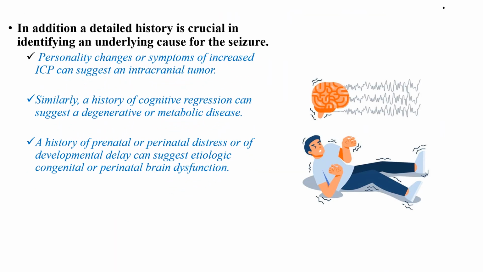In addition, a detailed history is crucial in identifying the underlying cause for the seizure. Personality changes or symptoms of increased ICP can suggest an intracranial tumor. History of cognitive regression can suggest degenerative or metabolic disease. History of prenatal or perinatal distress or developmental delay can suggest an etiologic congenital or perinatal brain dysfunction, such as perinatal asphyxia.